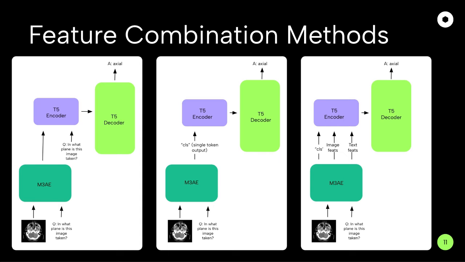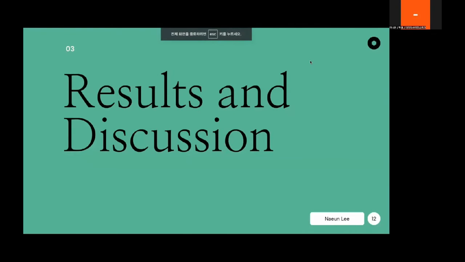Next, we also tried passing in just the M3AE outputs into the T5 encoder. We did this in 2 ways. M3AE outputs a single CLS token, which compresses both the image and text features, as well as its larger image and text feature outputs. So, as shown in the middle, we tried passing in just the CLS token to the T5 encoder, and on the right, we tried passing in all the M3AE outputs to the T5 encoder. Note that we unfroze both T5 decoder and encoder layers while fine-tuning so that it could learn to handle the differently structured inputs.